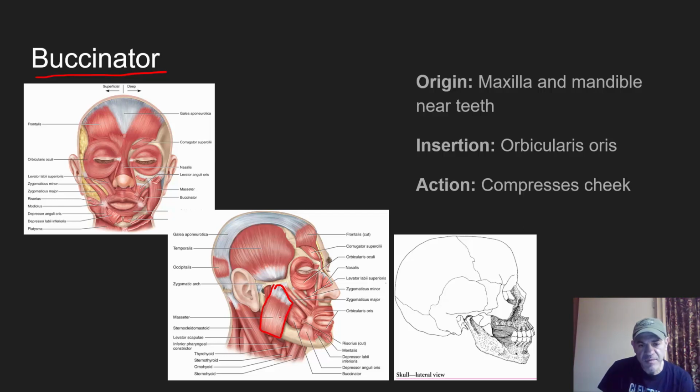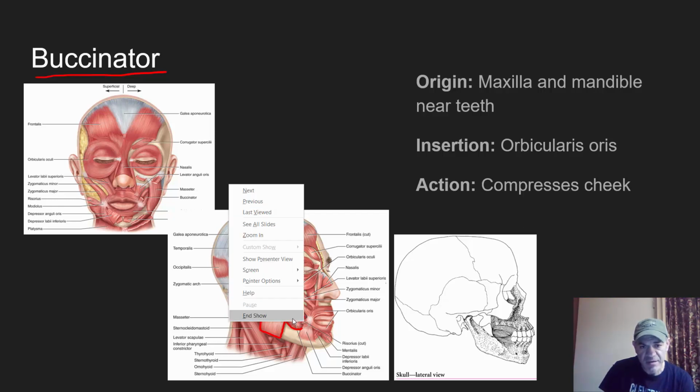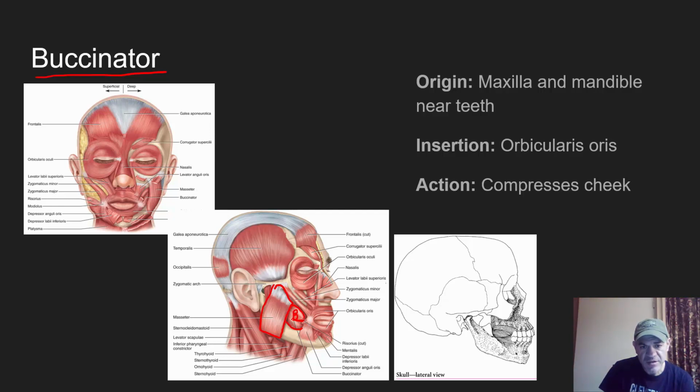And so this buccinator is deep to that. So underneath that muscle is the buccinator. So this is the buccinator here. And the buccinator is actually deep to another strap-like muscle called the Risorius. So the Risorius would actually be running above it, and it's been removed. That's why it says the Risorius is cut in the image there.